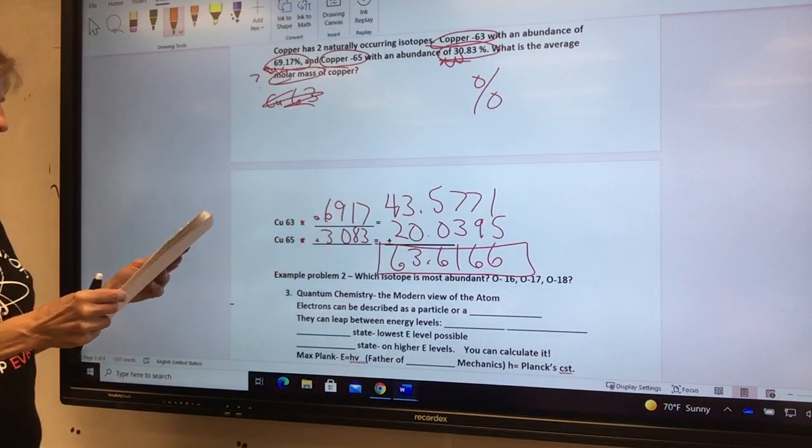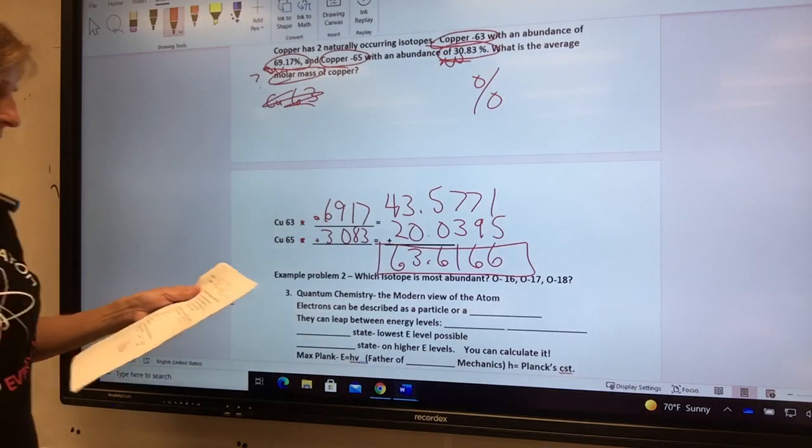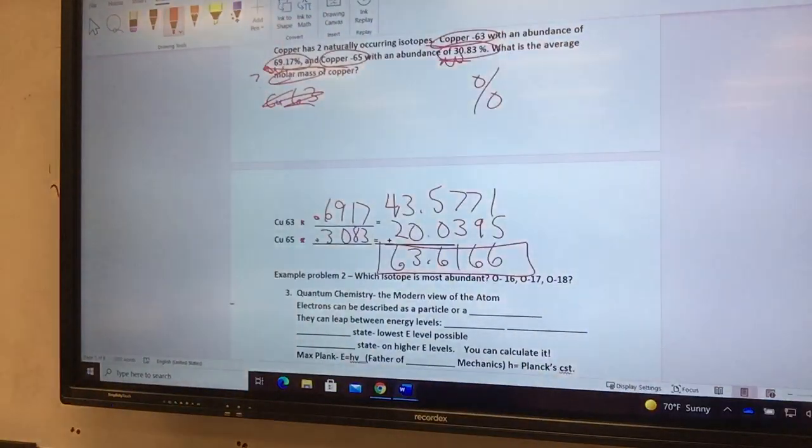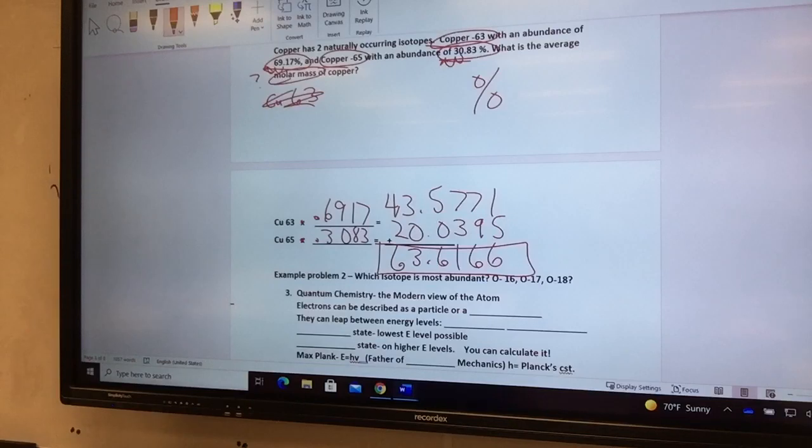Let's see if we can do a little bit more. Example problem 2. Our next idea is quantum chemistry. Quantum chemistry.